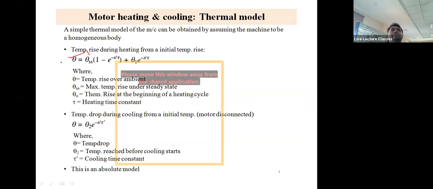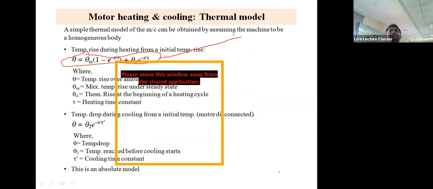So this is a formula to calculate the temperature rise due to the operation of a motor. So what is theta SS? Theta SS is the maximum temperature rise under steady state. Theta naught is the rise at the beginning of a heating cycle. And tau is the time constant.